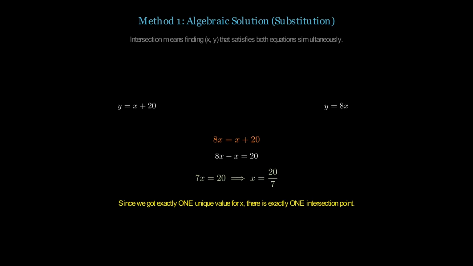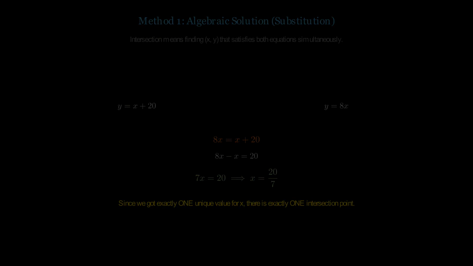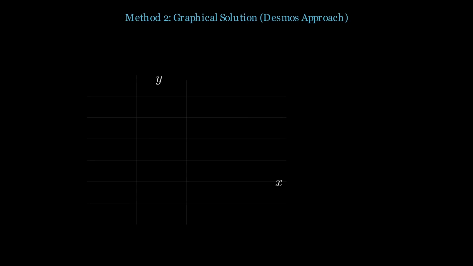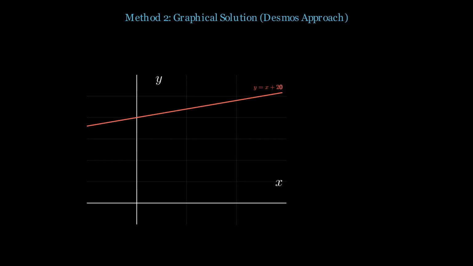Desmos graphing calculator. Let's construct our xy plane on the left. First, we plot our red line representing the linear equation y equals x plus 20, which has a y-intercept at positive 20. Next, we plot our blue line representing y equals 8x, which passes directly through the origin with a much steeper slope. As we look closely at the grid, the two lines extend and cross each other at exactly one single location in the first quadrant.